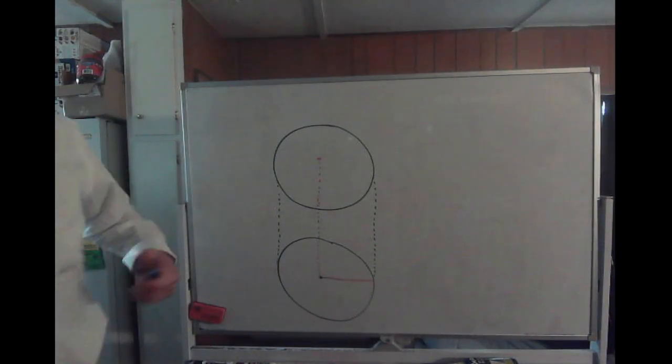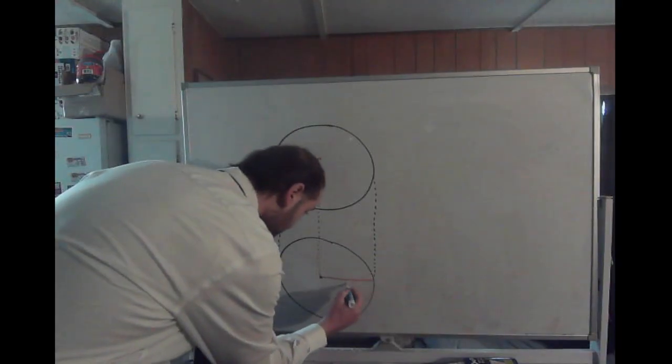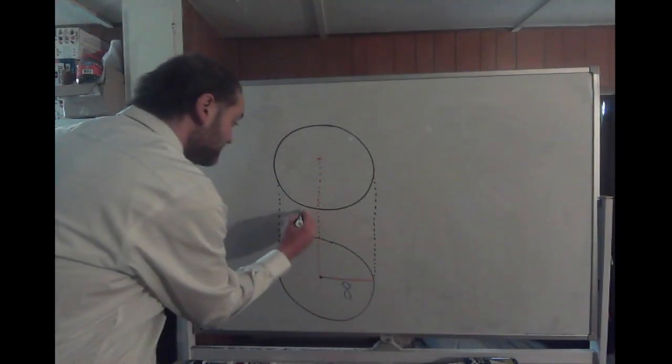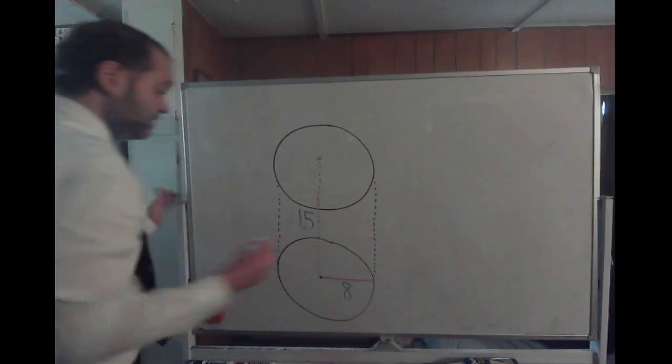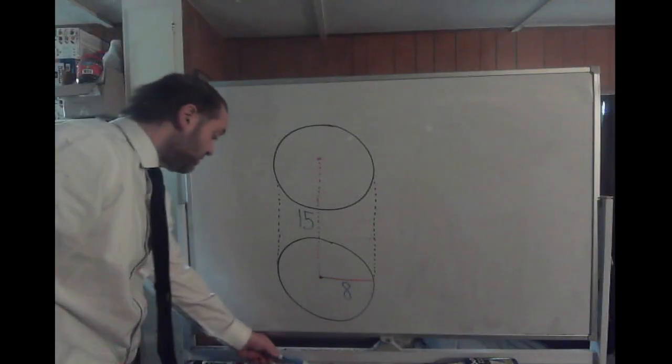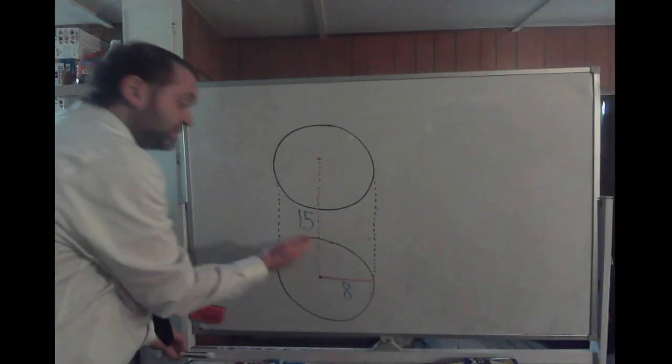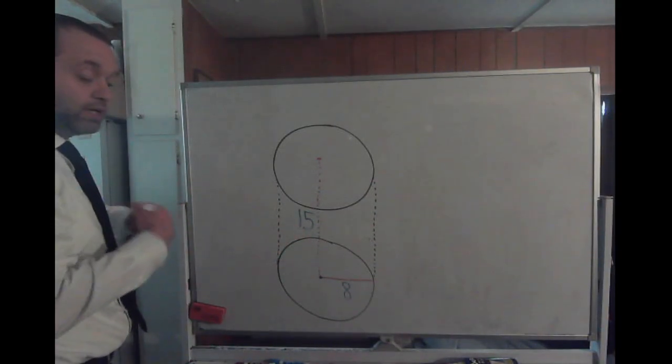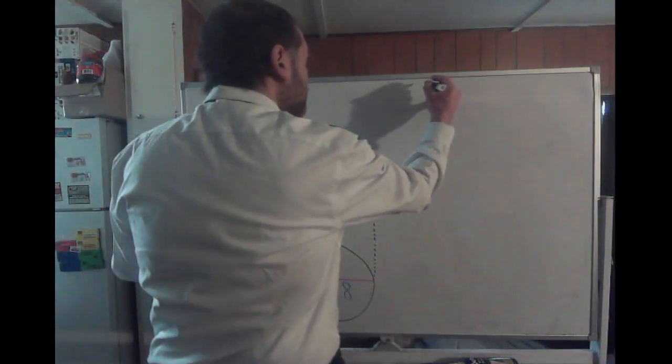Alright, so we have a radius of 8, and this time a height of 15. So we have a cylinder that has a radius of 8 units and a height of 15 units. Well, let's start with the lateral area.